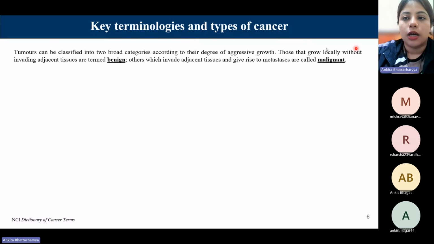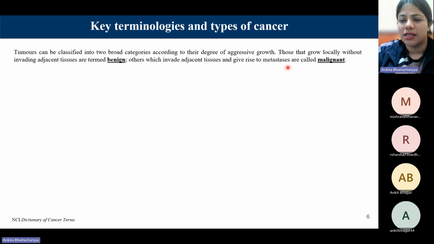Now we'll go into a little more detail about some terminologies relevant to oncology. First of all, tumor classification. Tumors can be classified into two broad categories based on how aggressive the growth is. If they grow locally without invading any adjacent tissues, they are termed benign. Others, which invade adjacent tissues and give rise to metastasis, are called malignant.